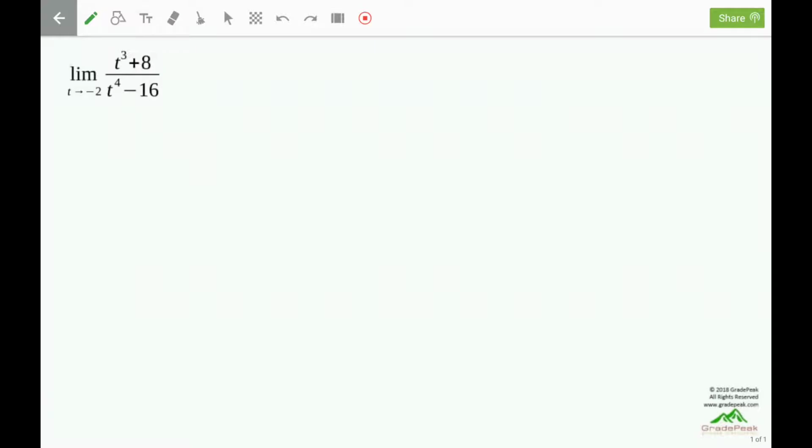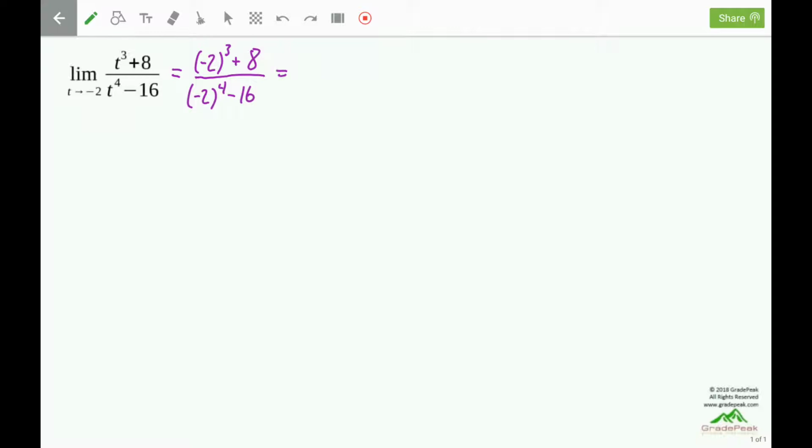Limit as t goes to -2 of (t cubed plus 8) over (t to the 4th minus 16). The first thing we're going to do is try plugging a -2 in for each of the t's. In the numerator, that'll be -2 cubed plus 8. In the denominator, that'll be -2 to the 4th minus 16.